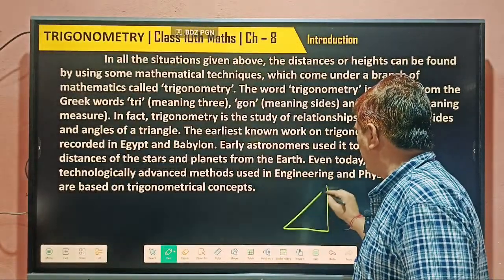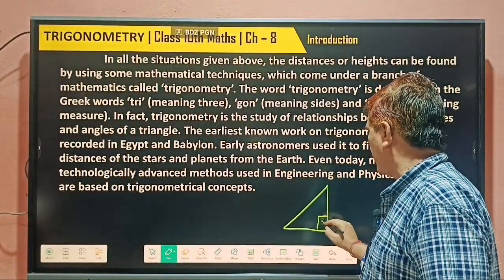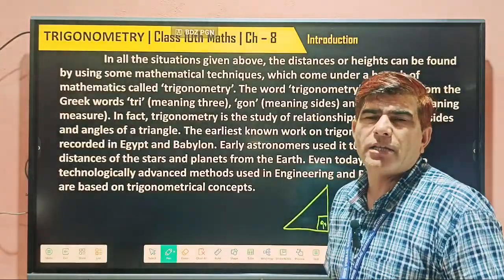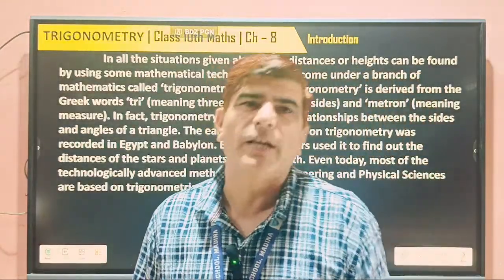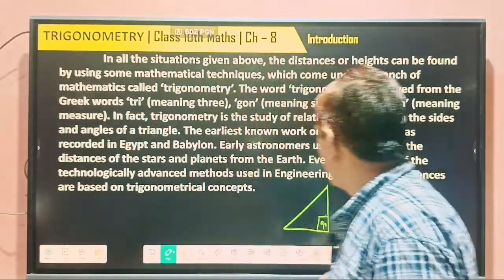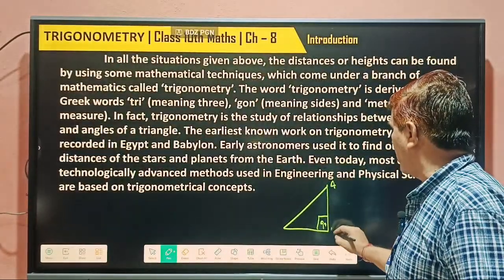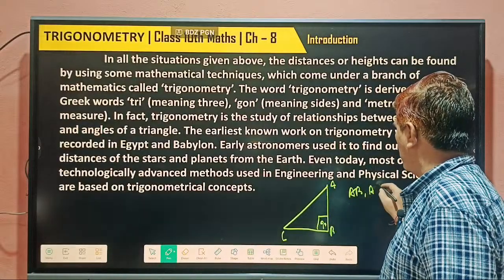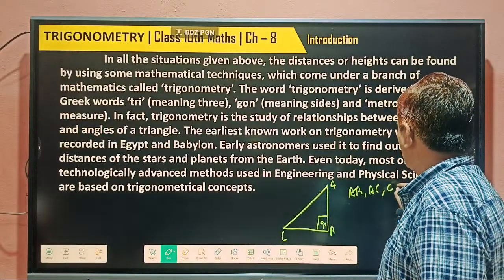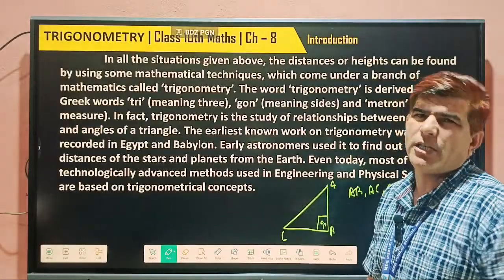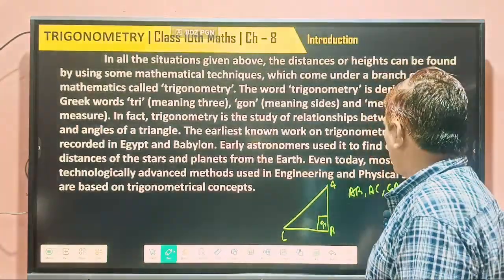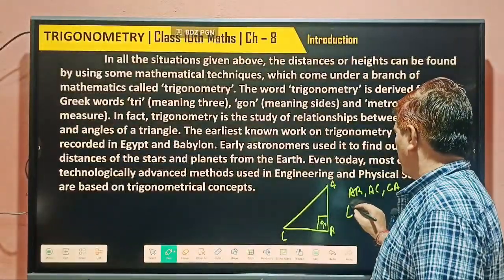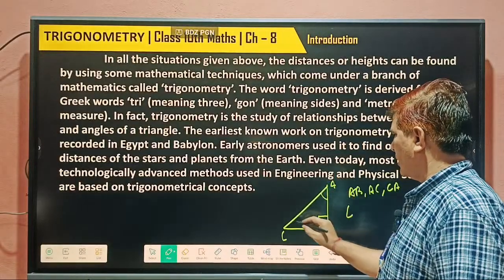This is a triangle. This angle is a right angle. This triangle contains 6 elements, 3 sides and 3 angles. Its sides are A, B, C. So AB, BC and CA are its sides. CA or AC, both are right. The angles are this angle and this angle.